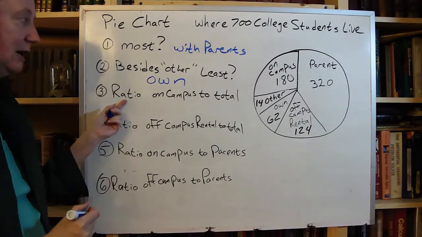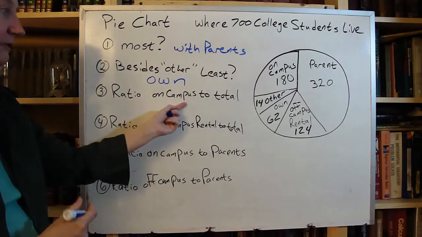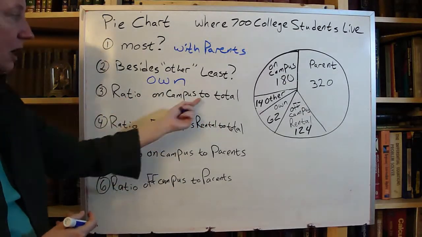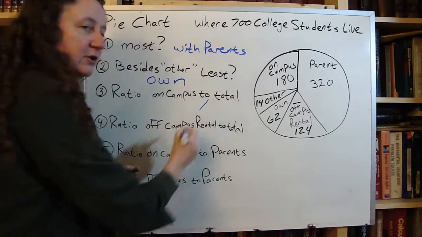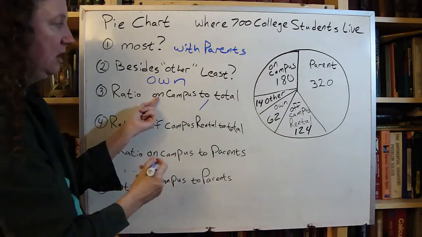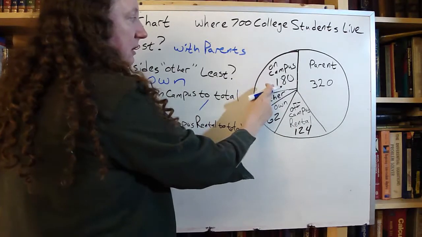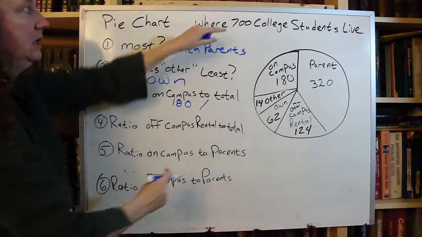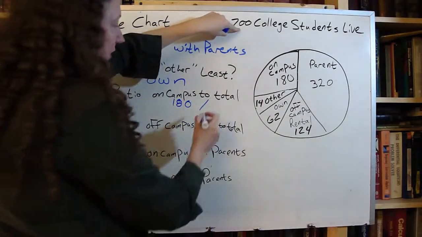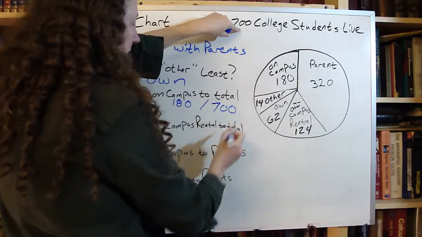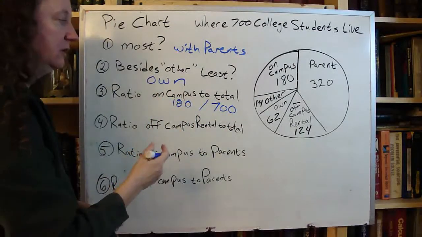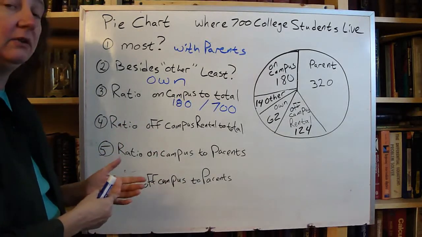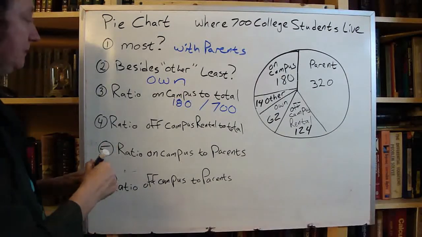Next, we're looking for the ratio of on-campus living to the total number of students. So I see the word ratio, I look for the word to, that is my fraction bar. I see on campus, so I find on campus here, that's the 180, to the total. They were kind enough to tell us that there were 700 students asked, so it's 180 over 700. Now I have to figure out, can I reduce that? Yes, I can. So I have to do that.